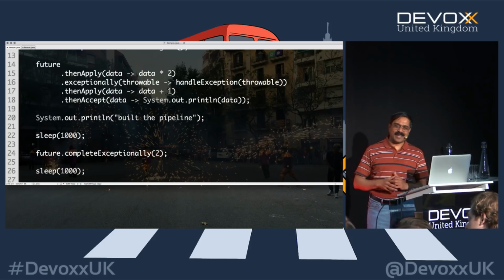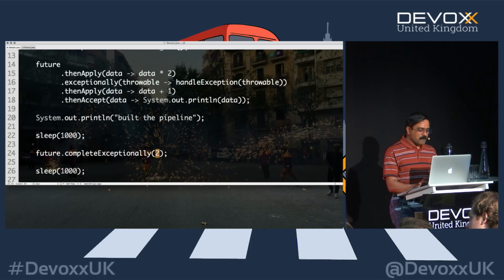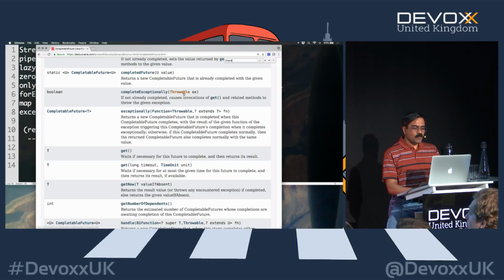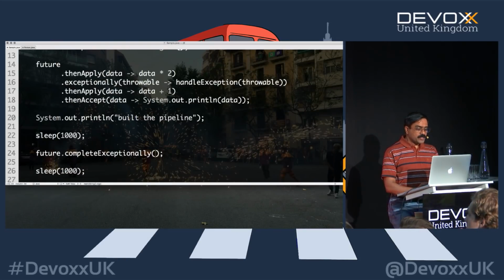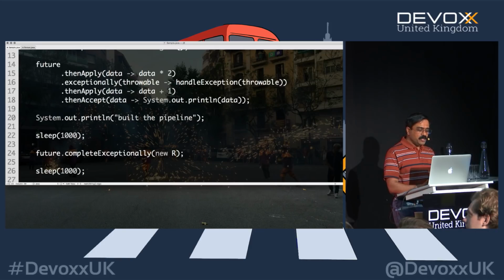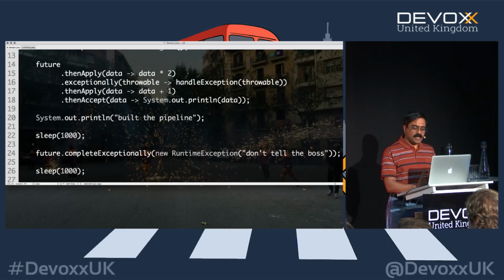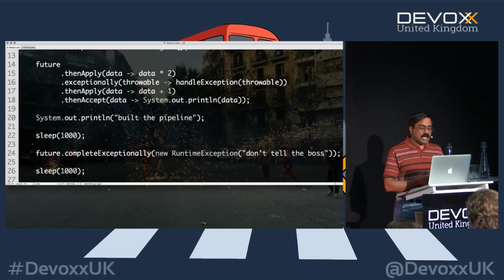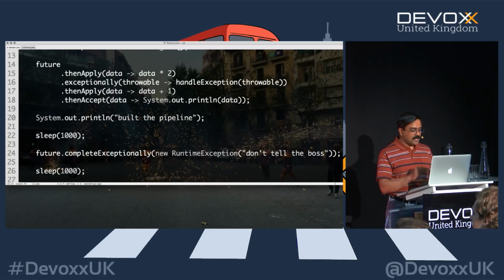So the point really is completeExceptionally, and I'm going to blow up at this point. So what am I going to communicate to completeExceptionally? Well, I'm going to pass a Throwable to it. So in this case, I'm going to say new RuntimeException, and I'm going to say, don't tell the boss. So this is basically the exception that we're going to blow up with and send to completeExceptionally.